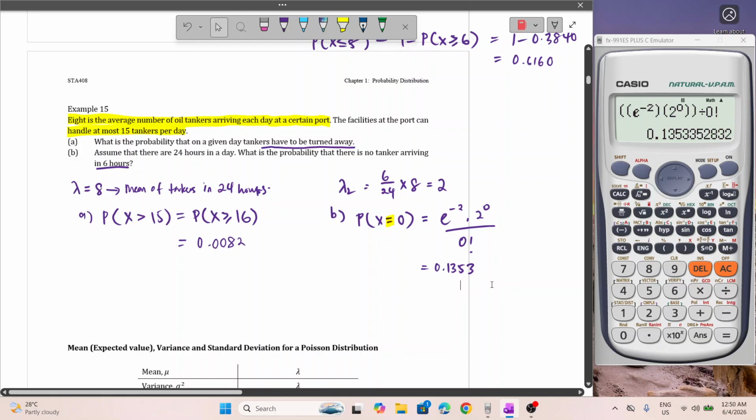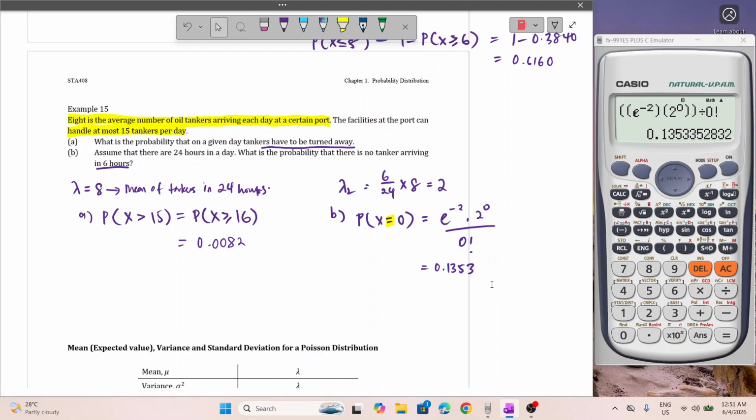So please be very careful with the mean number, with the time, or with the space later on. Maybe there will be examples about space. Check if you need to find the new lambda or the new mean before you solve the problem. And always remember that additional information usually gives you tips or hints on how to answer the question.